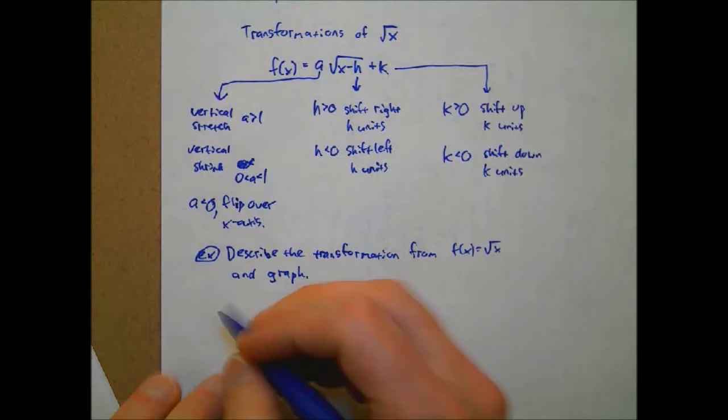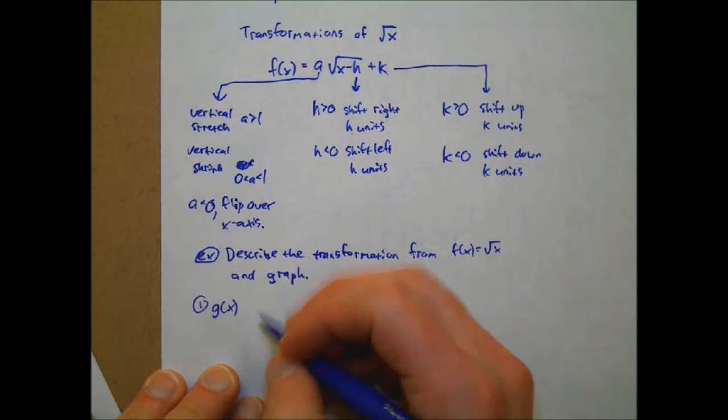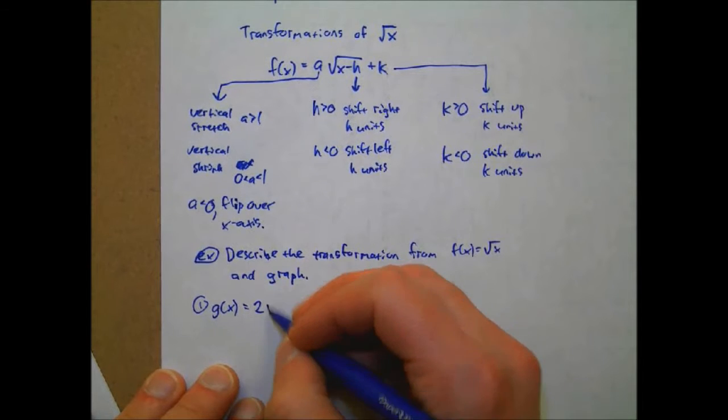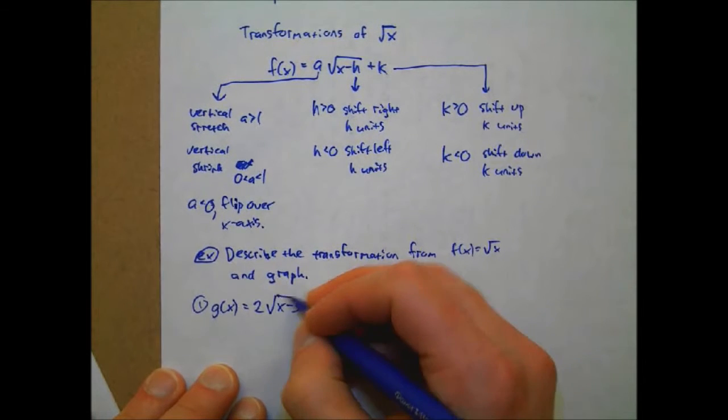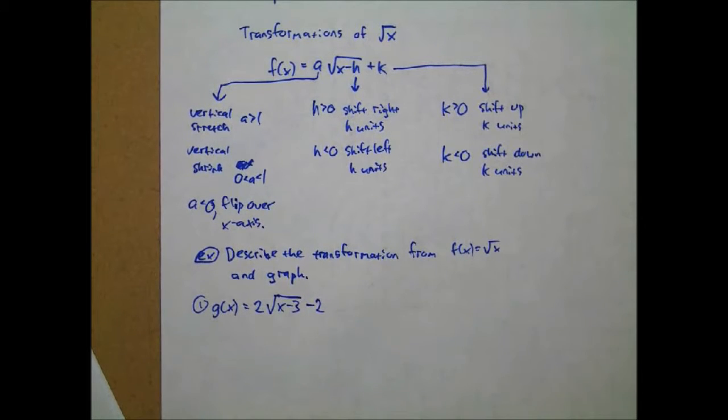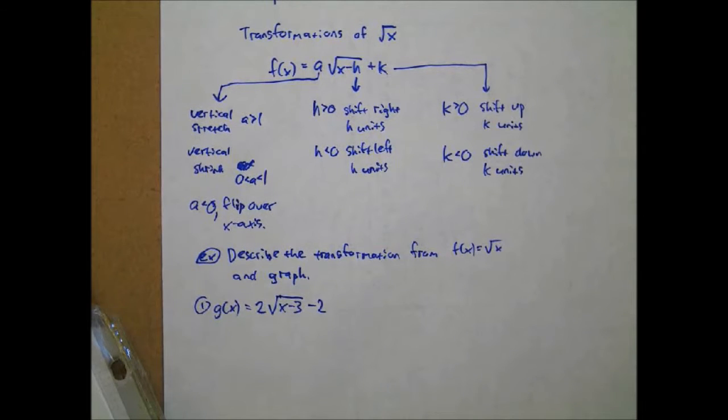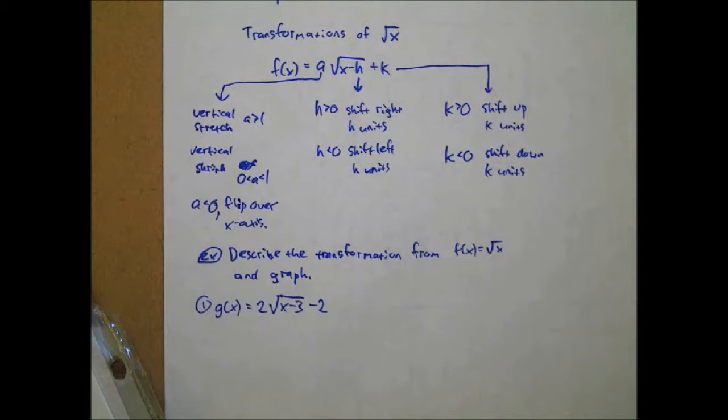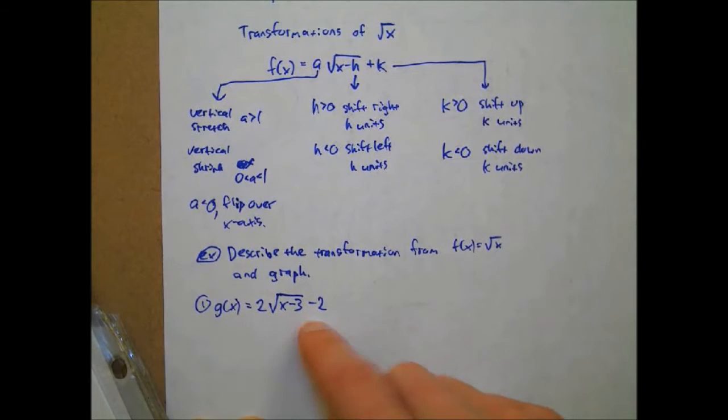Okay, so first one, g of x equals 2 times the square root of x minus 3, minus 2. So there's our function we're looking at, a transformation of the square root of x. So Samantha, can you identify any transformations here that you see in this function?